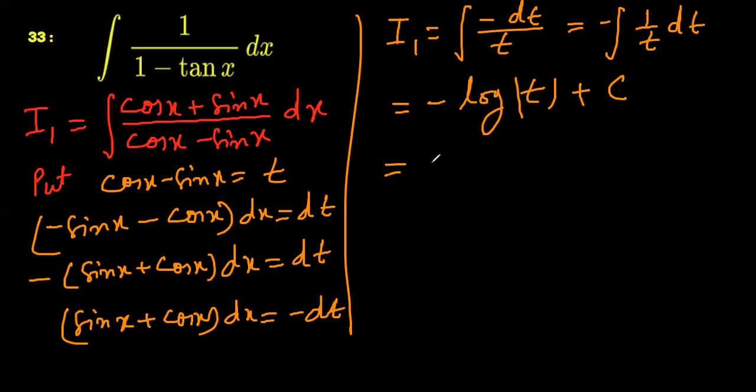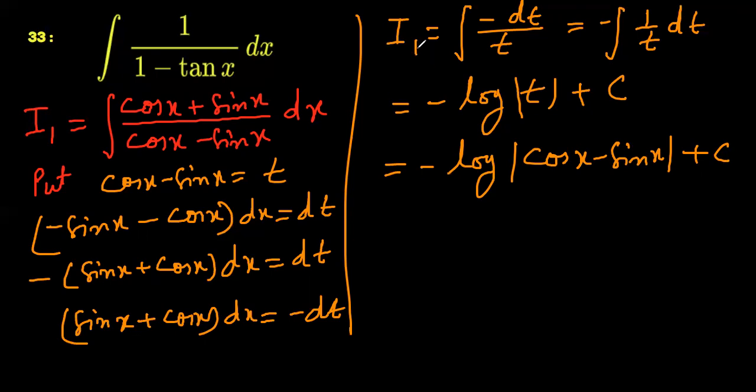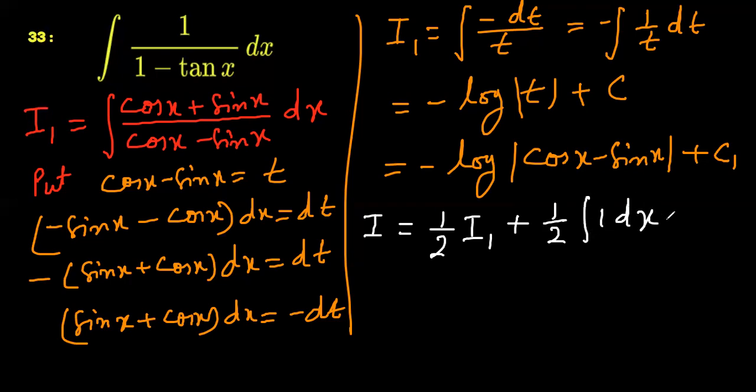We would like to retain the value of t. So it's minus log of t, where t is cos x minus sin x, plus c. Now, if this is I1, we can say this is C1. And finally, we would like to write our answer I. I was equal to half of I1 plus half of the integral of 1 dx. It was something like this, half of 1 dx.